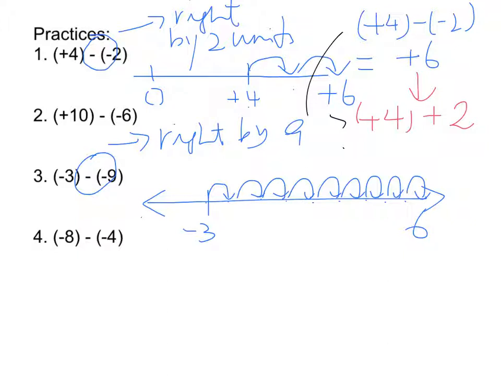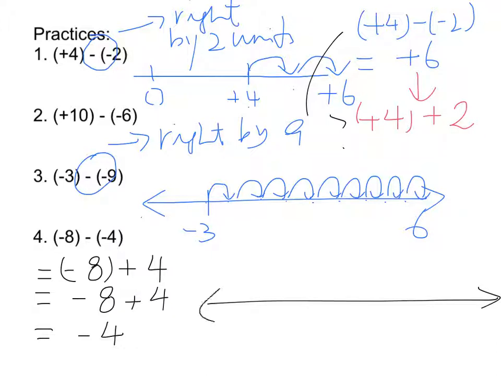Now, the last one can be rewritten as negative 8 plus 4, which equals negative 4. Negative 8 moves to the right by 4 units. 1, 2, 3, 4: negative 8, negative 7, negative 6, negative 5, negative 4. Hope you can handle these kinds of calculations. See you next time.